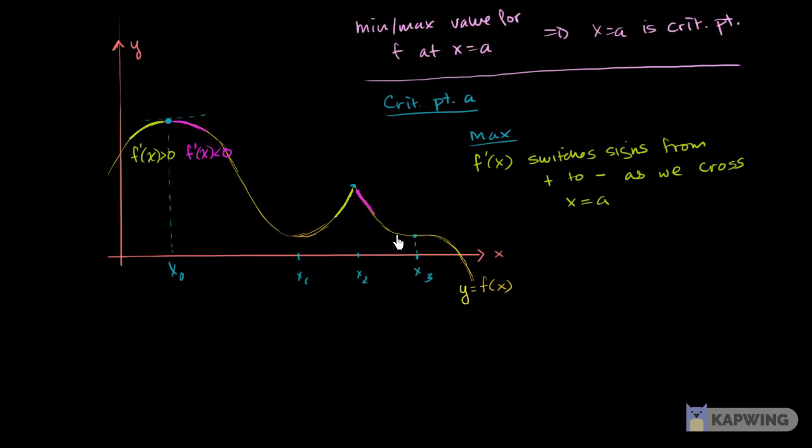So as we approach this, our slope is negative. And then as we cross it, our slope is still negative. We're still decreasing, so we haven't switched signs. So this does not meet our criteria, which is good.